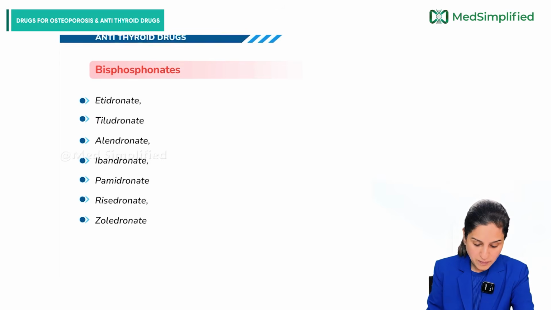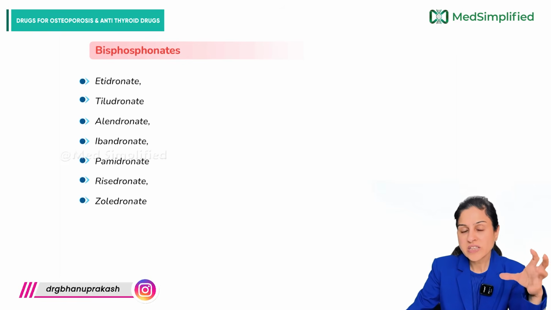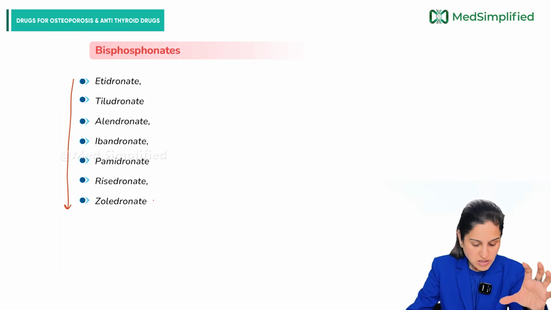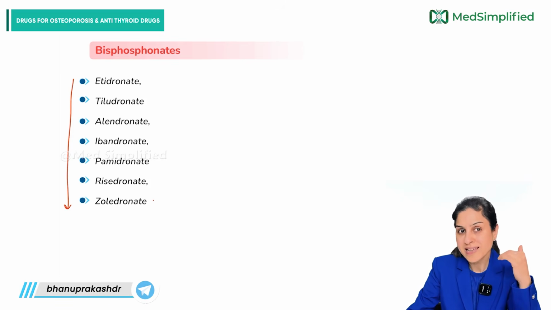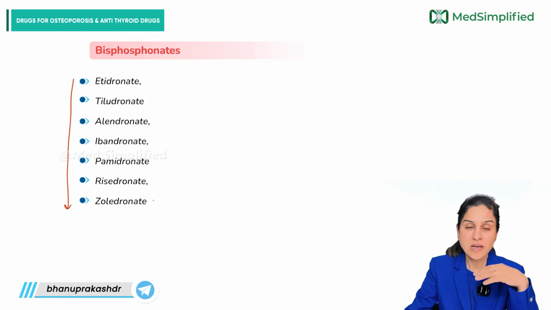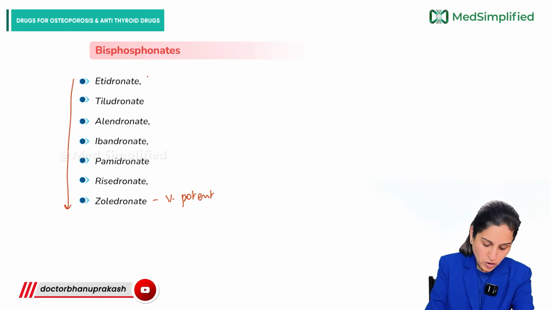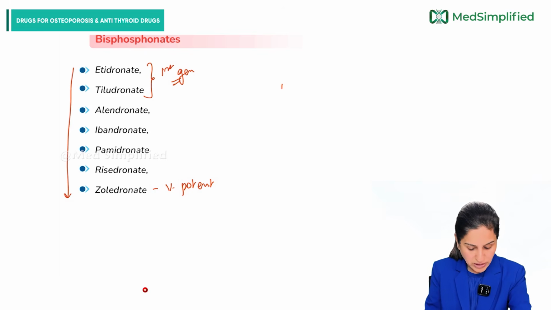Moving on to what bisphosphonates are. These drugs are of the older first generation, and as we go down, they are the newer third generation. The difference from first to third generation is in the potency of the drug. The first generation ones were less potent, and as we move higher up in the generations, the potency goes up. Zoledronate, for example, is a very potent drug. Etidronate and tiludronate belong to the first generation, but they are no longer used now because better drugs are available. Then we have alendronate, ibandronate, pamidronate, risedronate, zoledronate. All have dronate towards the end.